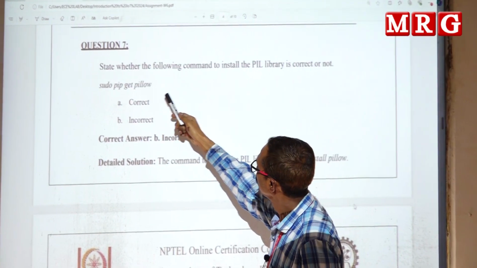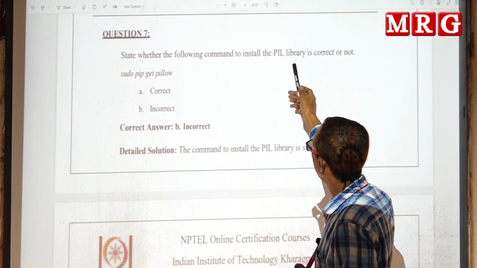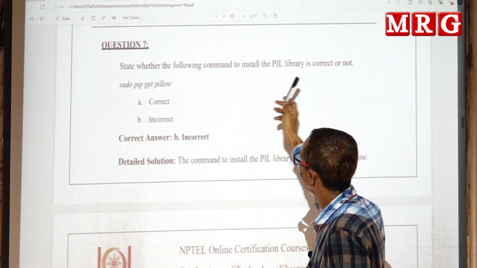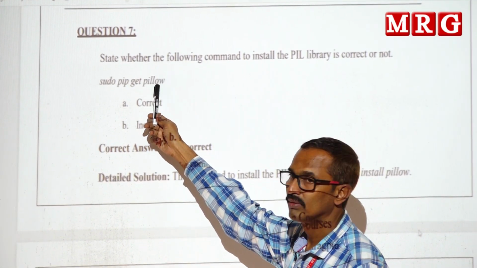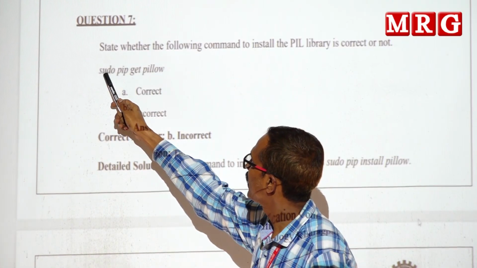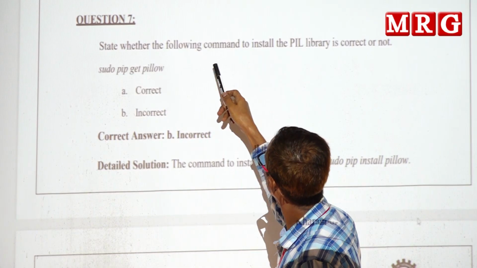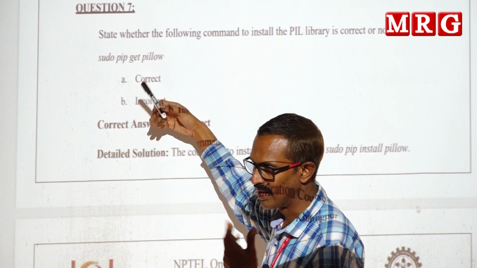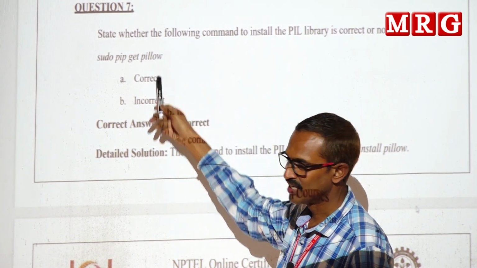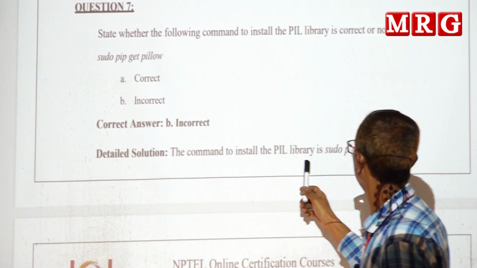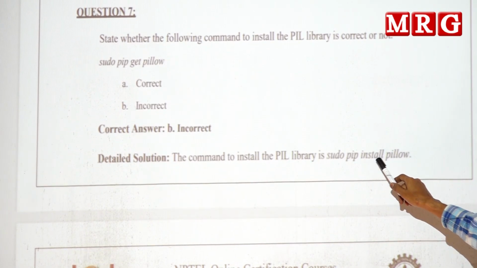Now what is the command? State whether the following command to install the PIL library is correct or not: sudo pip get pillow. Pillow is correct, because pillow is the library we want to install. But get is not supposed to be used. The correct syntax is sudo pip install pillow.